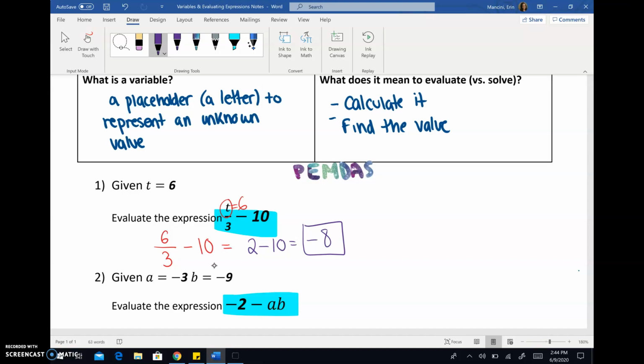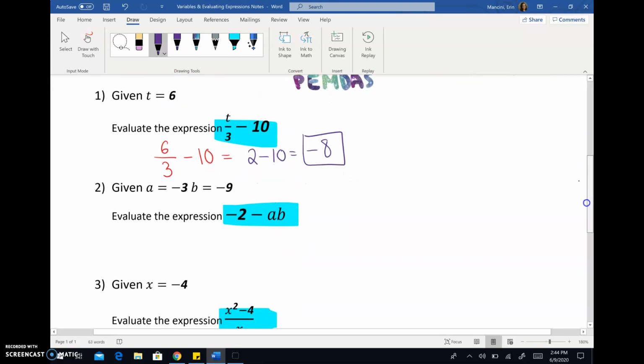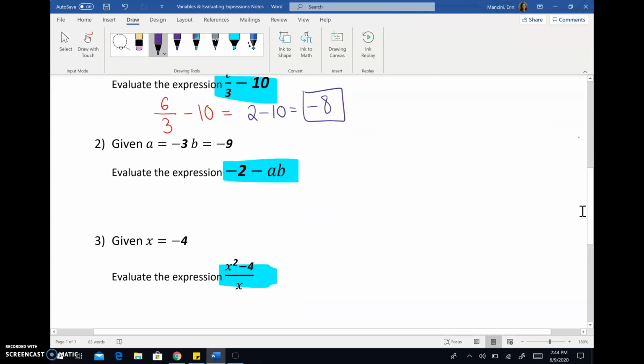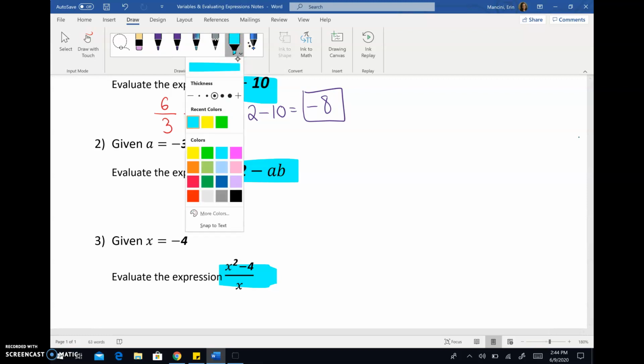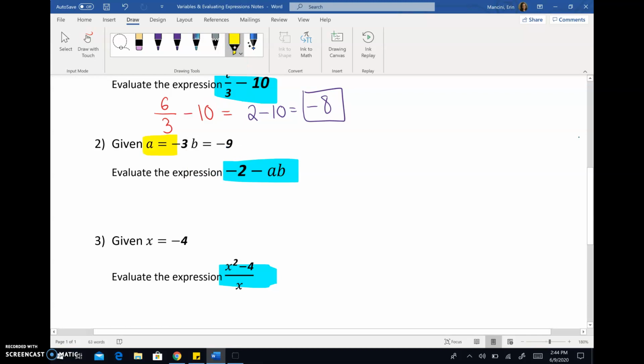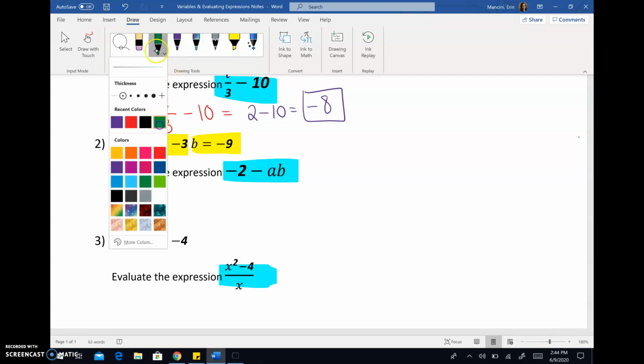An expression is just essentially a statement without an equal sign, and you can only evaluate it if I give you the value that that variable represents. So we said t equals 6. Okay, we're going to do another together. So this time you're given 2 different values. So there are 2 variables, a and b, and a is equal to -3. And b is equal to -9. And the directions are still to evaluate the expression.